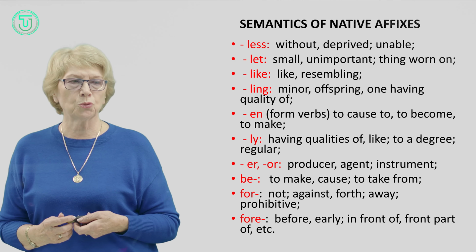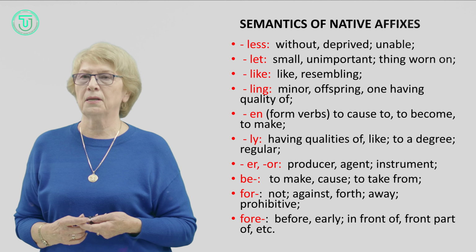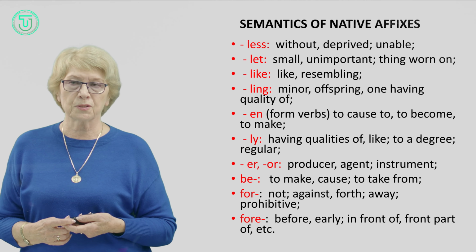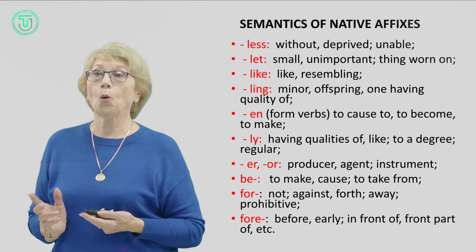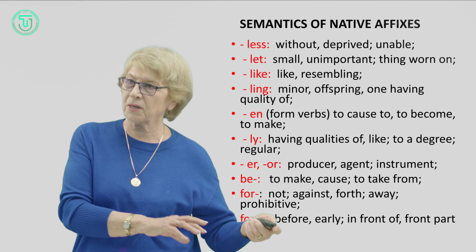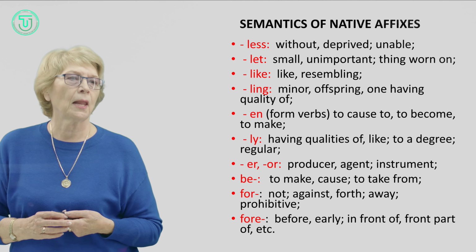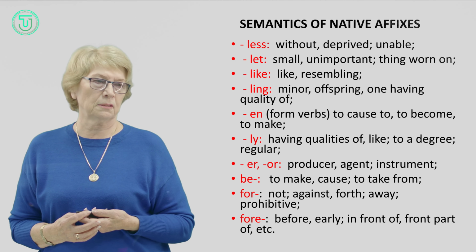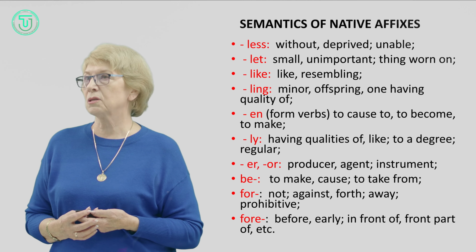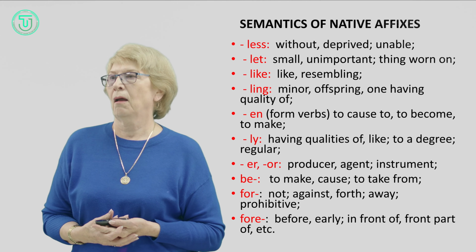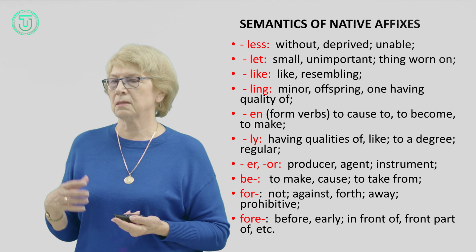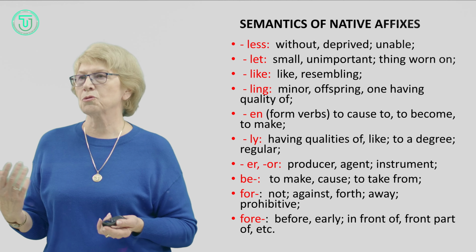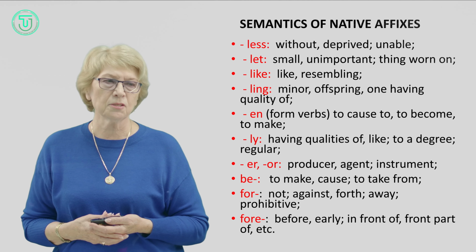expressed by the root. Okay, -en is a very traditional Old English Germanic suffix which forms verbs. Sharp, sharpen, gold, golden. There it makes already adjectives, but I didn't give it here. So -ly, well, it's an adjective-making suffix, so its meaning always is having the qualities of sharply, fastly, lazily, etc.